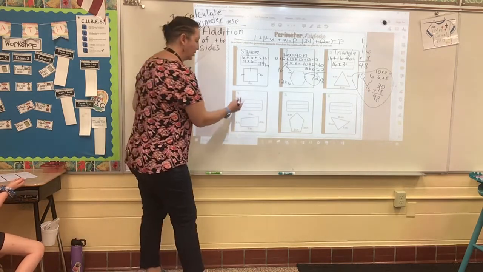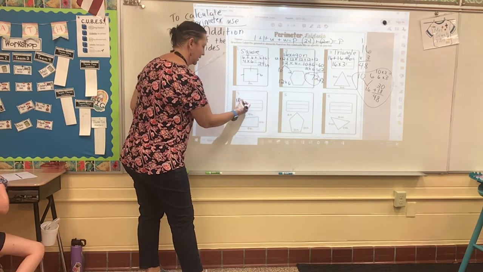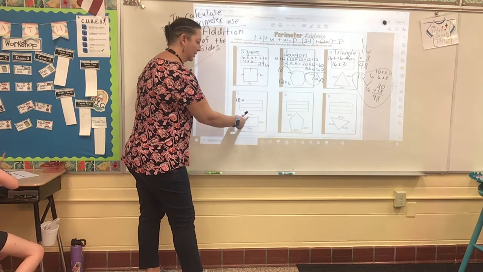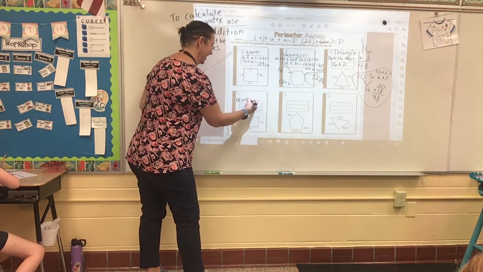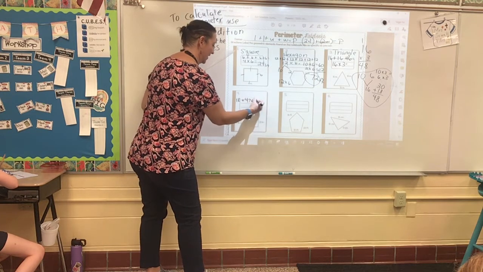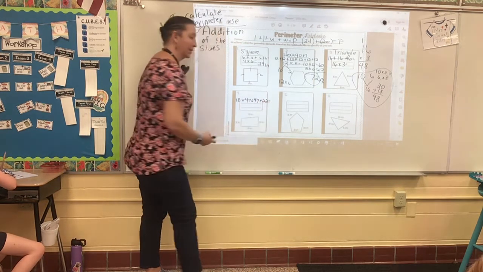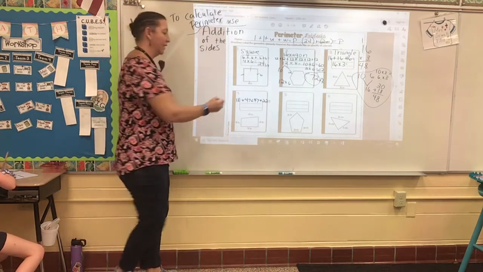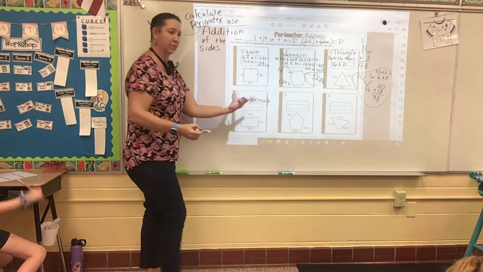So all I would do for this one is add 18 plus 47 plus 47 again plus 22. That's how I would add my perimeter. If you don't know how to do that, put parentheses around them and add those two together when you're done.